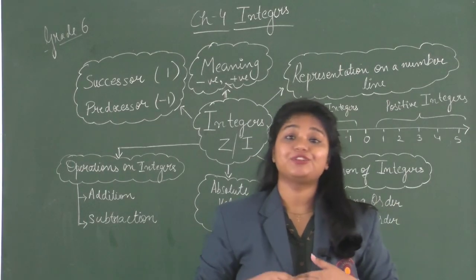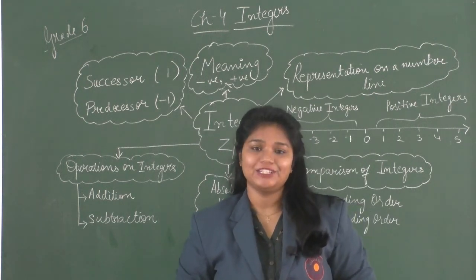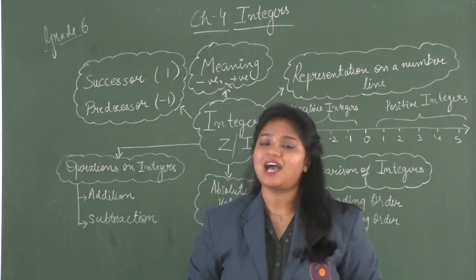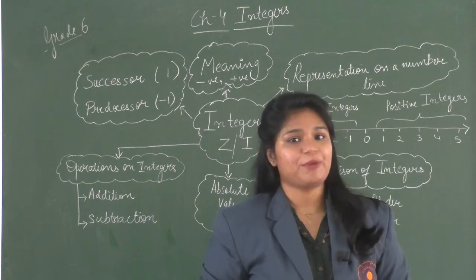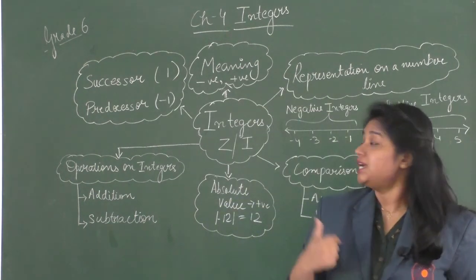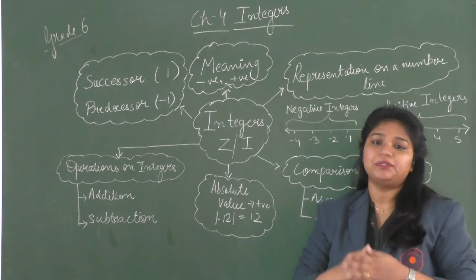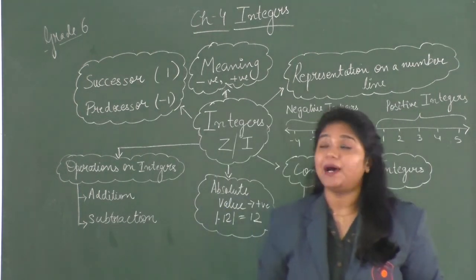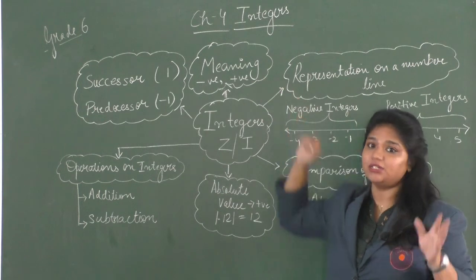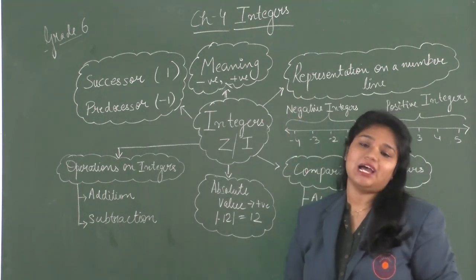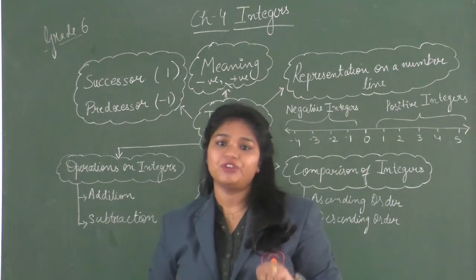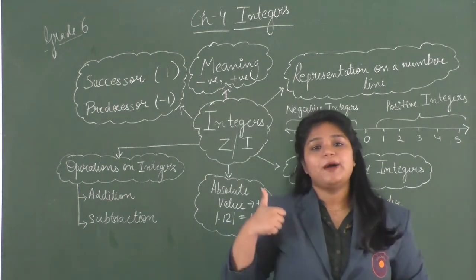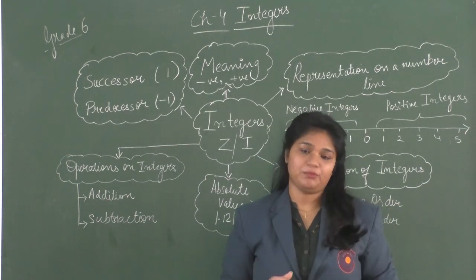We have completed the fourth chapter, that is integers. Now let's have a quick recap of this chapter with the help of a mind map. This is the mind map of the chapter integers. We started the chapter by learning about the meaning of the term integers. We learned that integers is a group of numbers which include both positive and negative numbers.